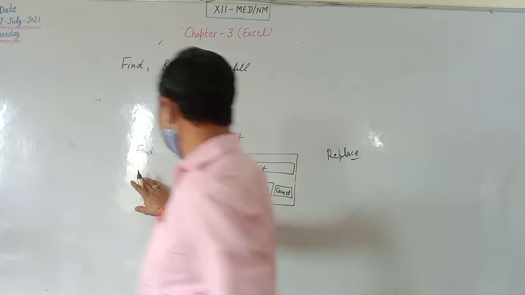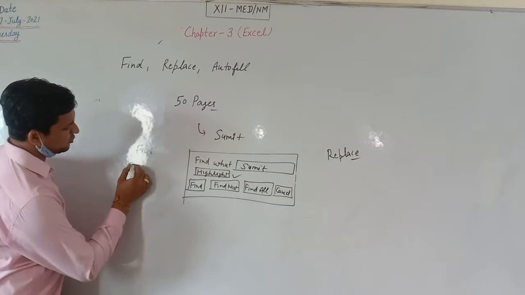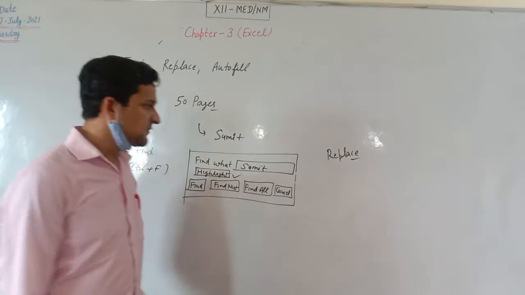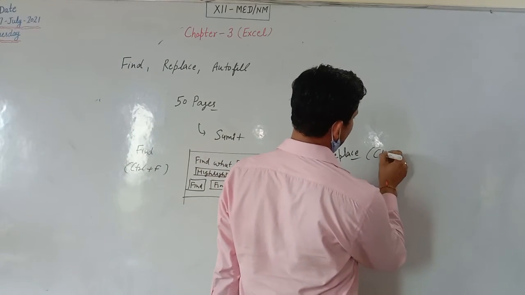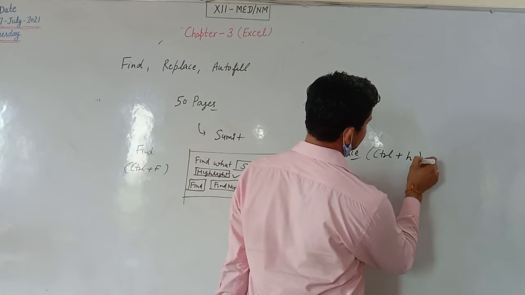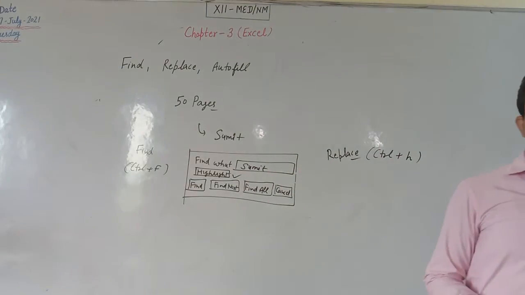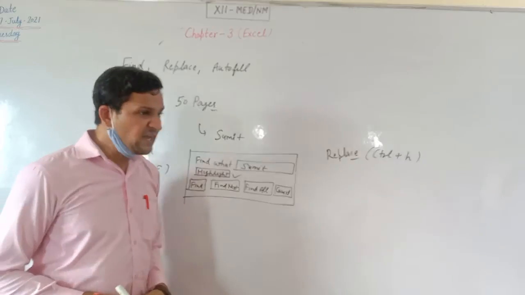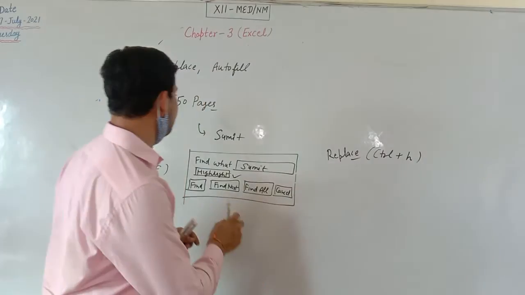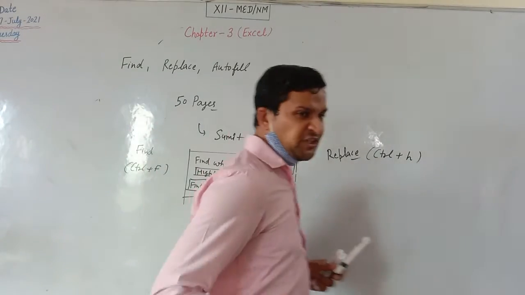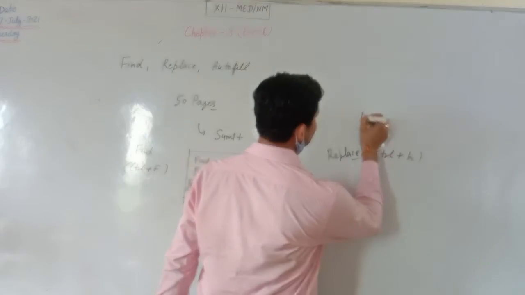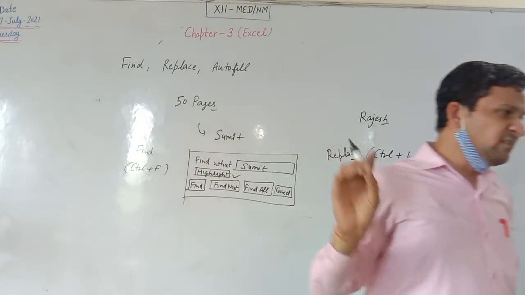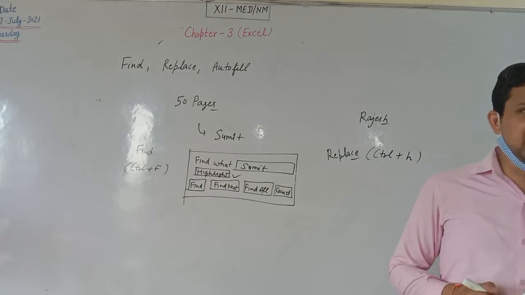One more thing for find, we can use a shortcut key also. That shortcut key is Control plus H. The next option is Control plus H, that is replace. Replace means to change the existing values. Like we have the value Sumit in the record and we want to change it to the name Rajesh. Wherever Sumit is written, we want to change the name to Rajesh in that record.